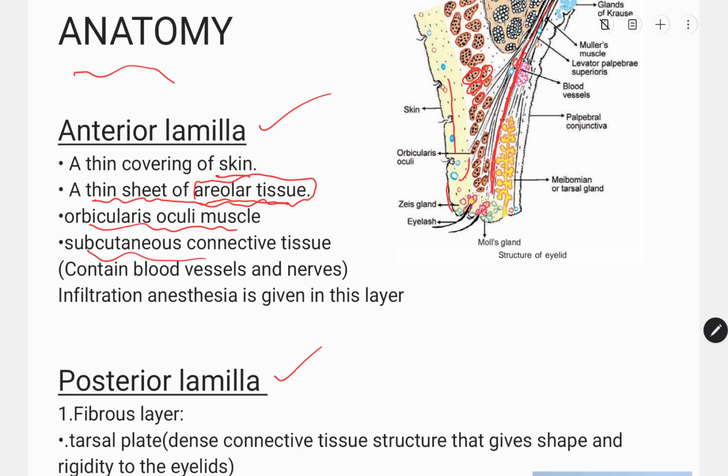The other thing is subcutaneous connective tissue. The main thing about this connective tissue is that it contains vessels and nerves. So during any kind of surgery, it is important to give anesthesia in this layer because it contains the nerves.